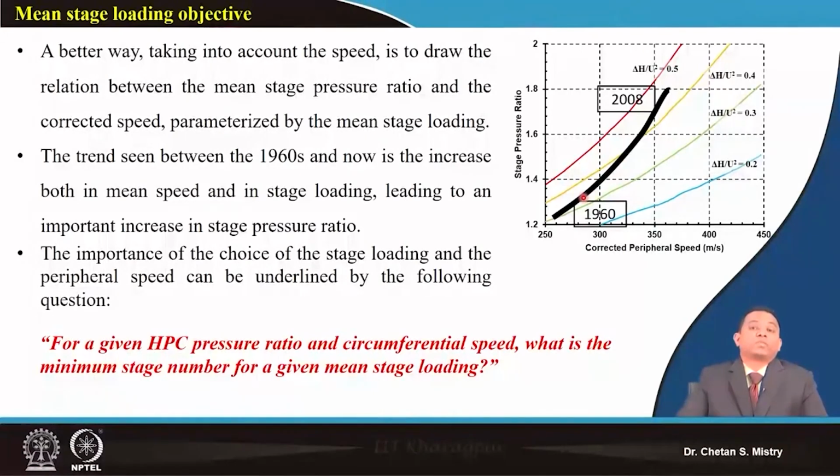Now the question that will come to us is, for a given HPC pressure ratio and circumference speed, what will be the minimum number of stages for a given mean stage loading. So we need to decide with the parameters called mean stage loading coefficient and peripheral speed. And here this is representing the most recent trend. Okay, so the selection of these two parameters is very important for us.